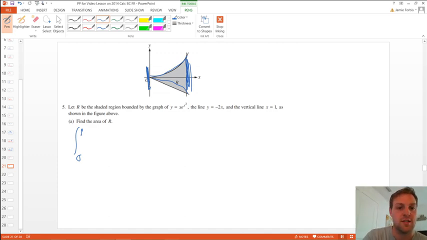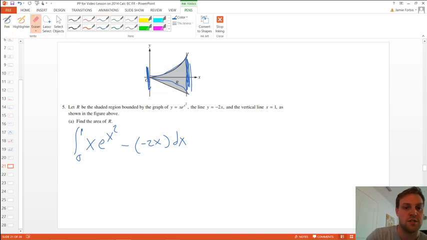The top function is x e to the x squared, and we're going to subtract the bottom function, which is negative 2x. So there's the area function, which we can change to plus 2x if you want to. Minus a negative makes it plus. We're going to integrate each of these and plug in 1 and 0, and we have our answer.